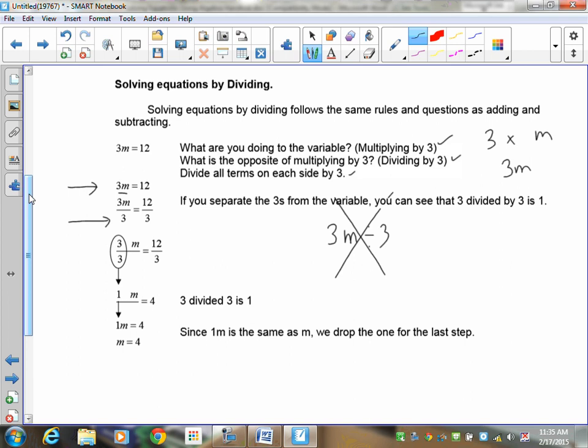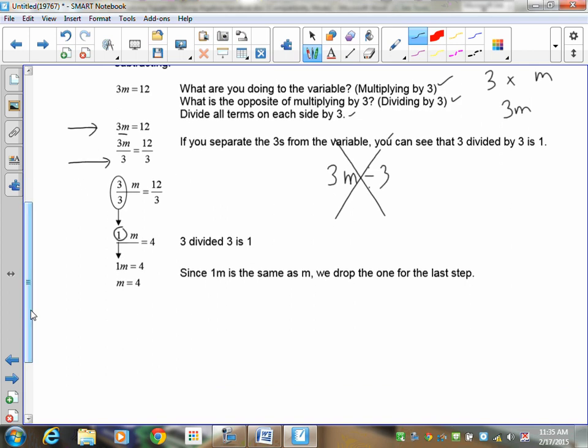Now, when I bring the 3's together, 3 divided by 3, anything divided by itself is 1. That means 3m over 3 is the same as 1m. 12 divided by 3 is 4, we know that. So one m is equal to 4. We've done this before when we did our tiles. I'm not going to draw it for you, but you can double check. This would be the one where we would have m and 4, m and 4, m and 4. So here's your 3m, and here's 12 on that side of the pan balance.